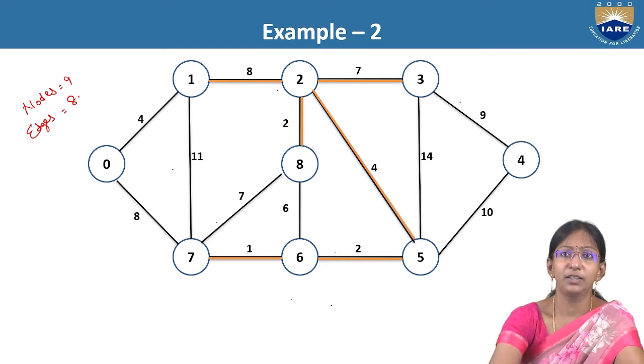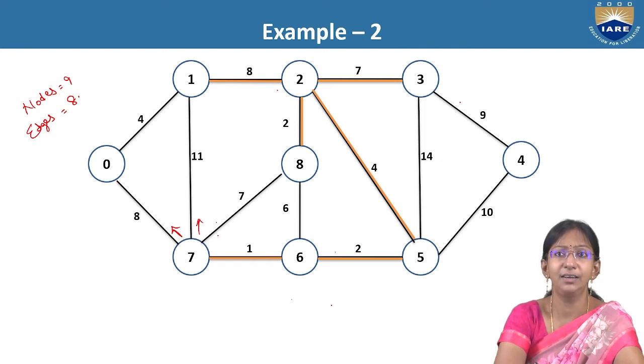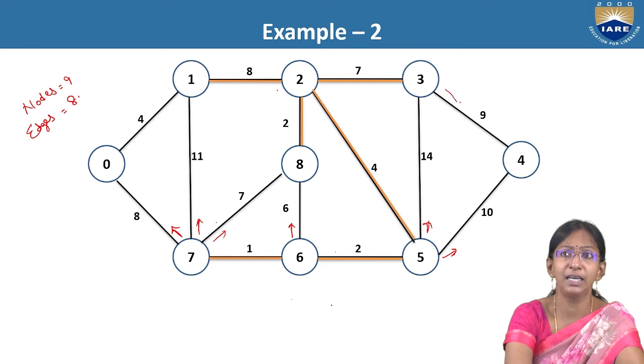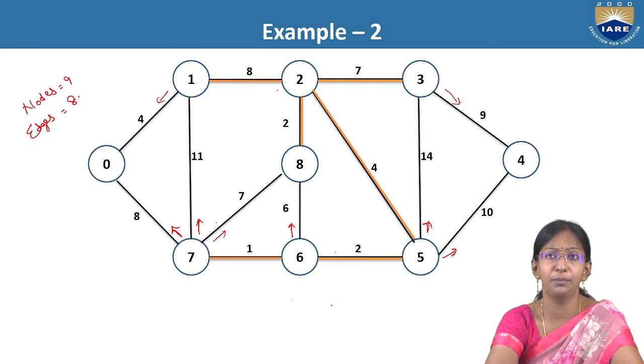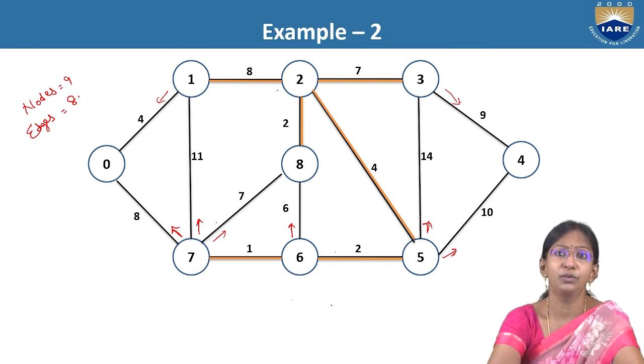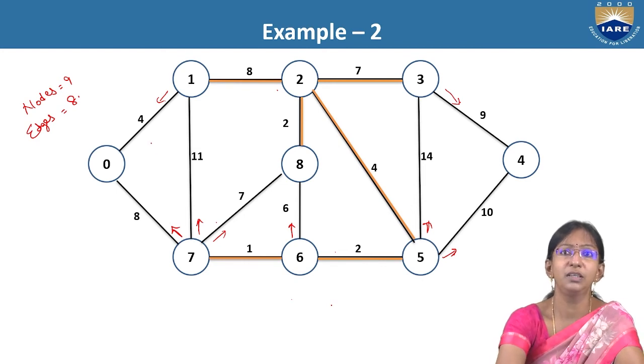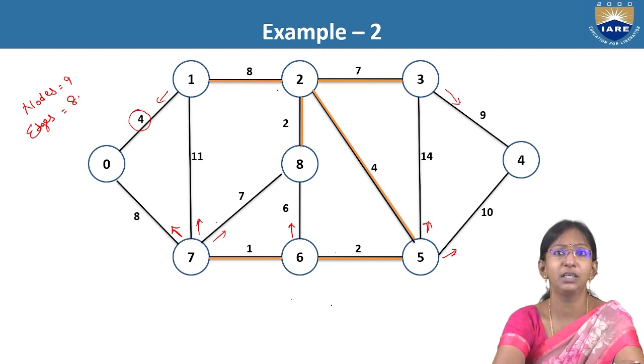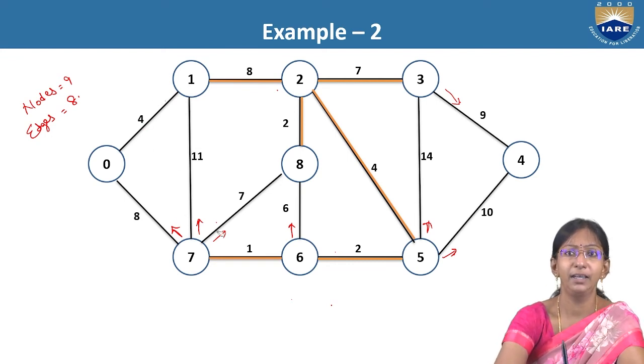Next, coming to the next part. From the node 7, 8, 11 and 7 are the edges. From 6, 6 is the edge. From 5, 14 and 10 are the edges. From 3, 9 is an edge. From 1, 4 is an edge. 11 will be a duplicate. I'm not going to touch it. So what are the values? Which one is the least one? Least one is the edge between 0 and 1, which is 4, right? Including that, is it going to form any cycle? No, it is not going to form any cycle. So I can use it, right? I can use it. Fine. Add it.